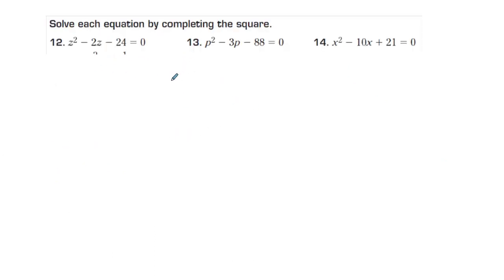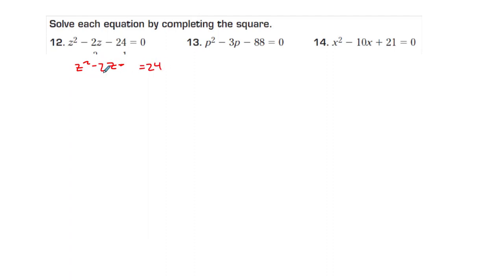Solve each equation by completing the square. So I'm just going to kind of start out with this, move stuff over. I'm going to add 24 to both sides. So we got z squared minus 2z plus or minus some number equals positive 24.